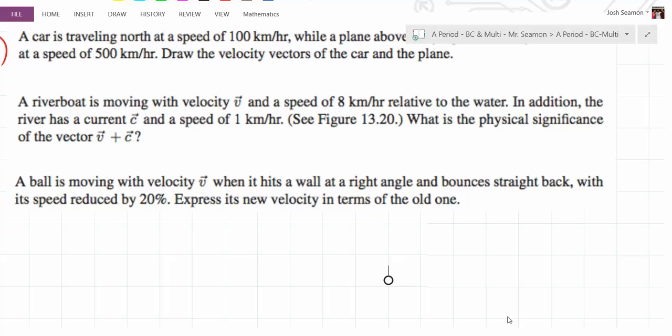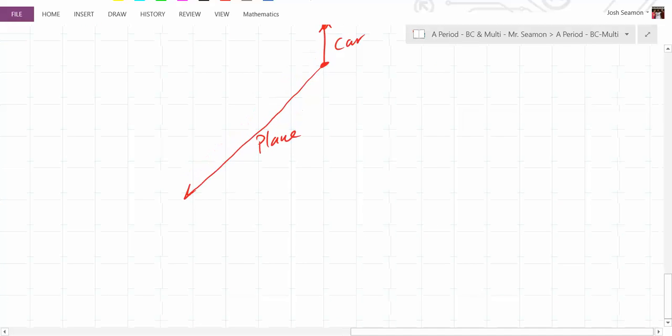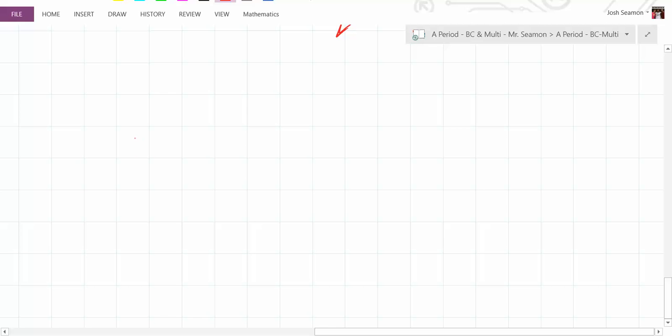Does that make sense? So if you were to draw this for number 2, you have your velocity vector here of your boat, v, and then tacked on to the end, you have your current. Do we have any idea what direction this current is going in? No. We know that. What's the magnitude of v? 8. Theta.